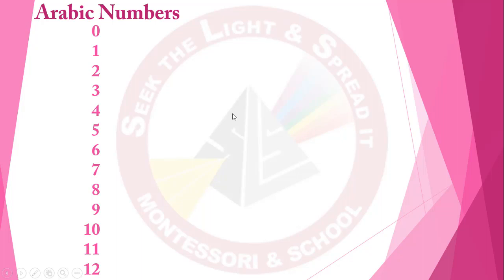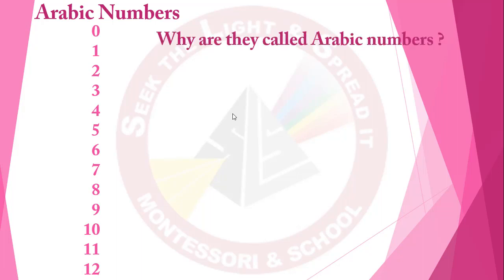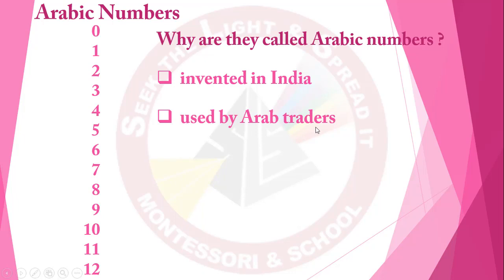Now a question might pop up into your mind: why do we call them Arabic numbers? First of all, a little history about them: these numbers were invented in India. Okay, and who used them? These numbers were used by the Arab traders, hence their name is Arabic numbers.